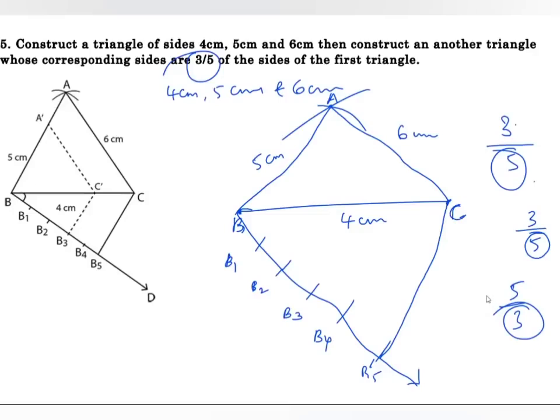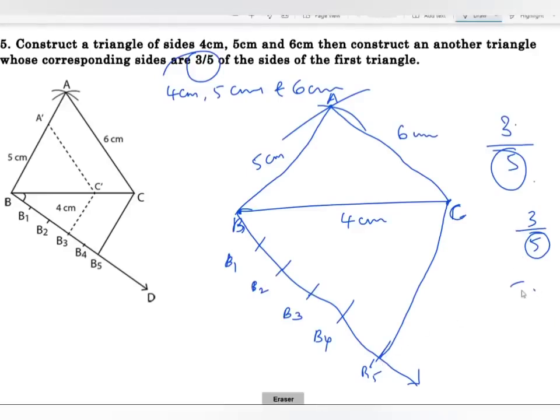How many arcs should be cut? The number of arcs equals the highest number in the ratio. Next, which point should be joined? The point B3 or B5? B5 should be joined because the question is 3 by 5. So I have joined the point B5 to C.